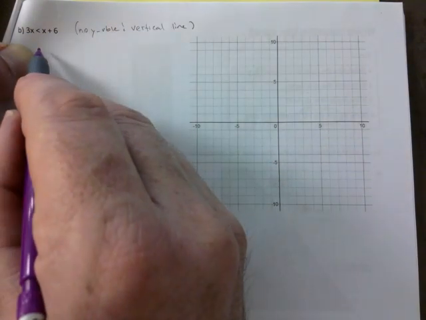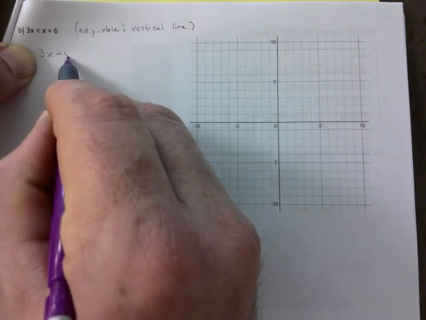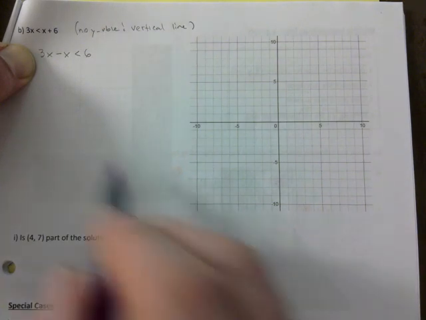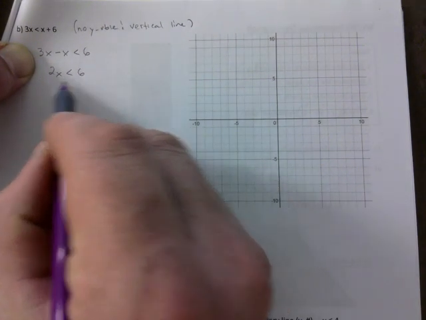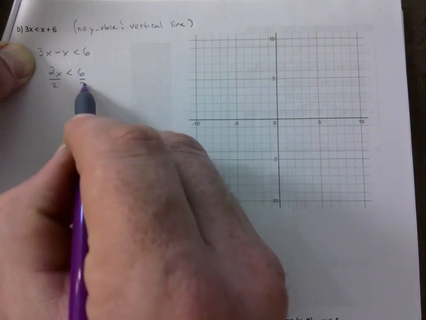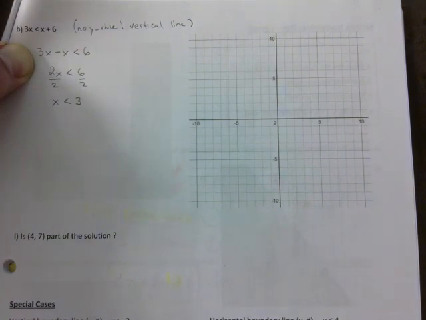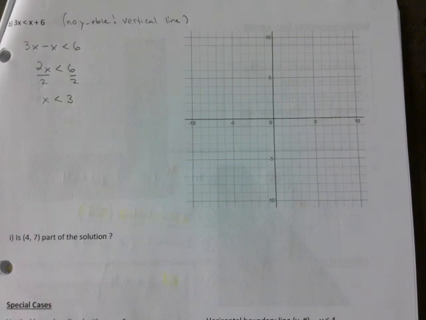So let's collect our like terms. So 3x minus x is less than 6. So that would be 2x is less than 6. Divide by 2. Your first instinct should be always collect like terms. Always. That should be your go-to, okay?